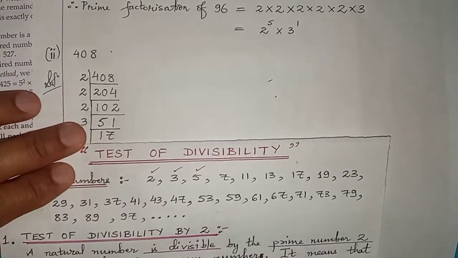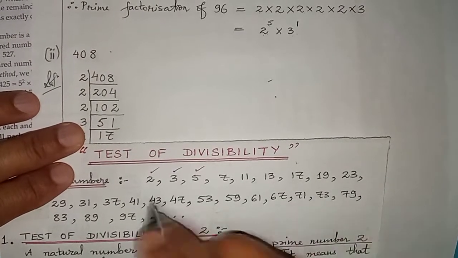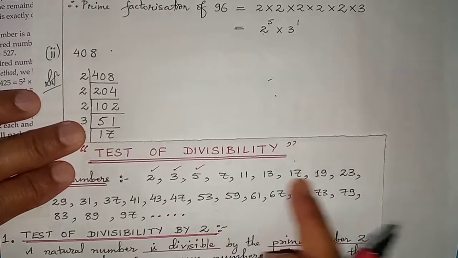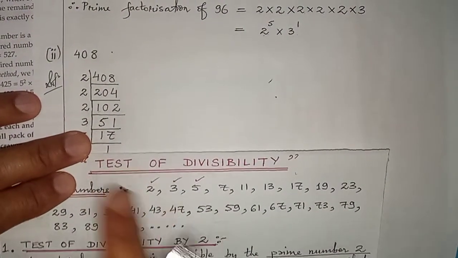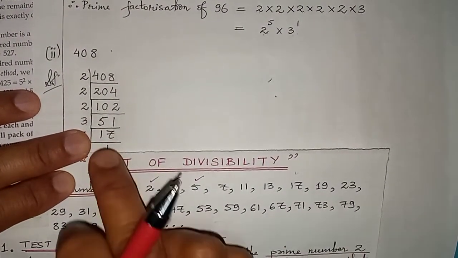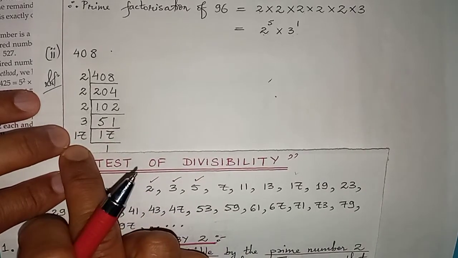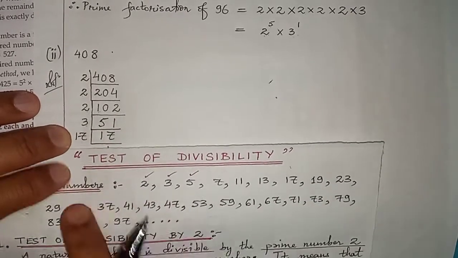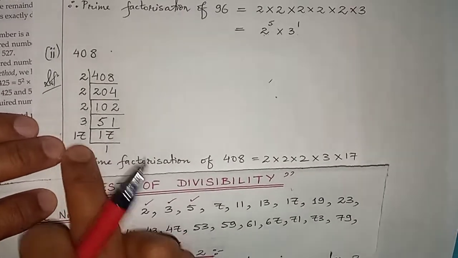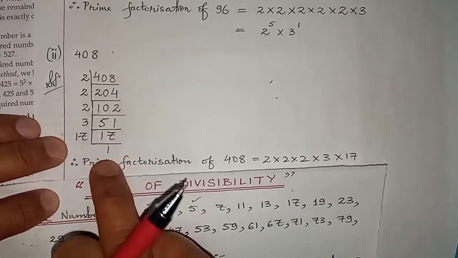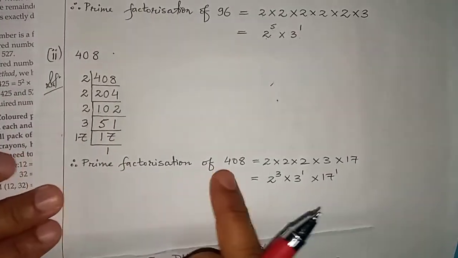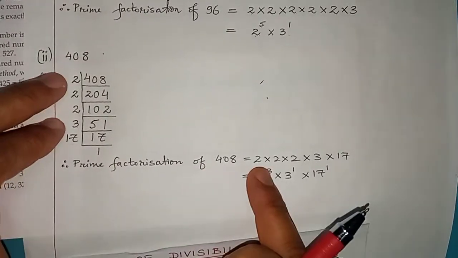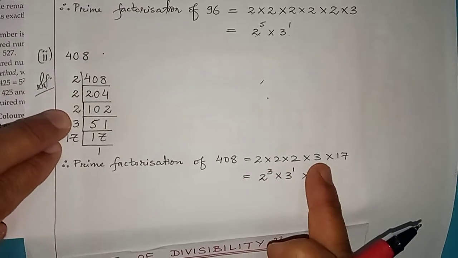I told you just a few minutes back in this video that whenever any prime number comes while doing prime factorization, then do not waste time, because you should divide that prime number by itself. Since 17 is a prime number, divide this 17 by itself. 17 times 1 is 17, and since you got 1, we should stop. So therefore the prime factorization of 408 is 2 into 2 into 2 into 3 into 17.